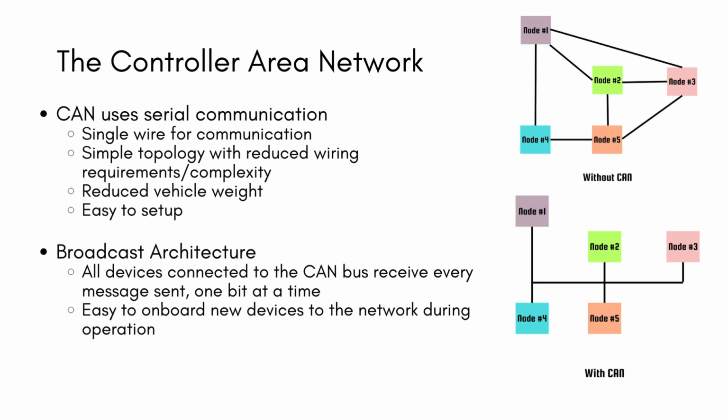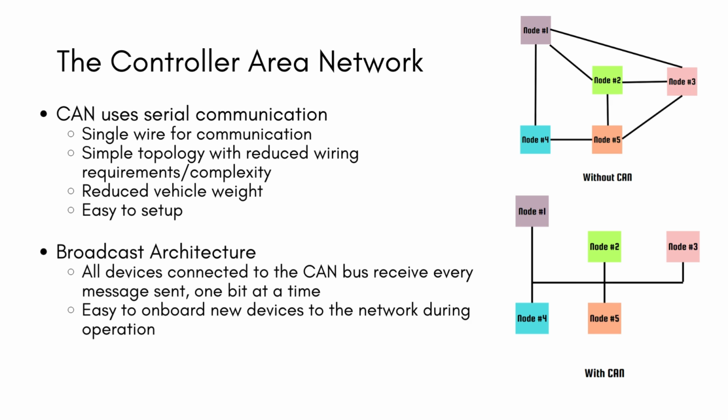The CAN bus was introduced in the 1980s by Bosch. It is a priority-based frame transmission network. It uses serial communication and its single-wire topology significantly reduces network complexity, wiring requirements, and vehicle weight. As can be seen in the figure in the upper right-hand corner, non-CAN-based in-vehicle networks require more wiring. The CAN protocol broadcasts the data on the bus, so all devices connected to the CAN bus receive every message sent, one bit at a time. It is also easy to onboard new devices to the network during operation.